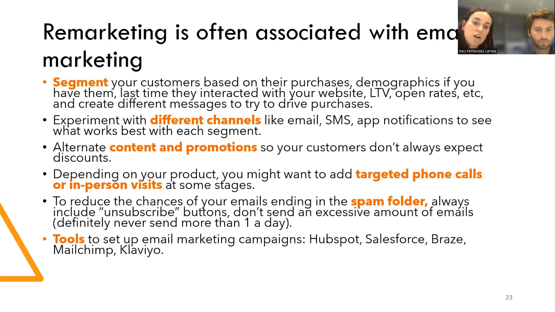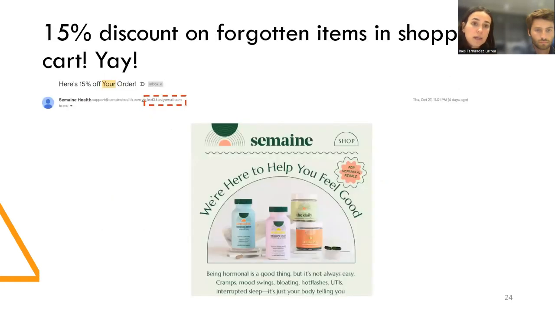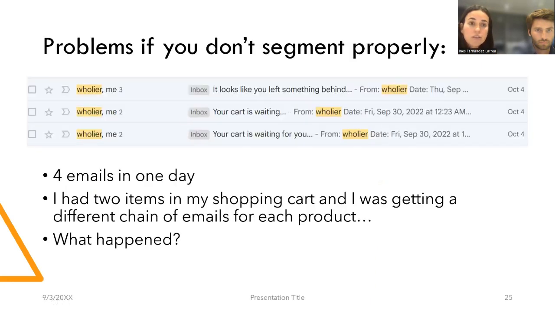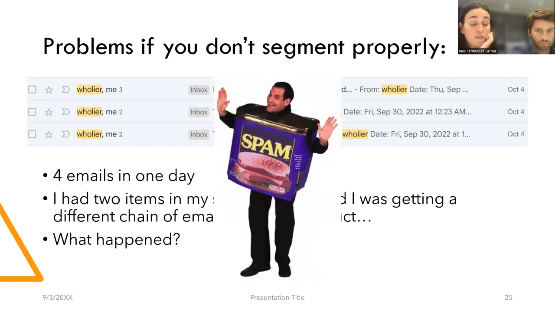A few typical tools are HubSpot, Salesforce, Braze, which visited us the other day, MailChimp, and Klaviyo. For example, here you can see that a targeted email that I received came from Klaviyo. You can see that here in the red box. And here you can see the problems if you don't segment properly. This was some research about some vitamins. I had 2 items in my shopping cart and I received 4 emails in one day. So what happened? It ended up directly in the spam folder.